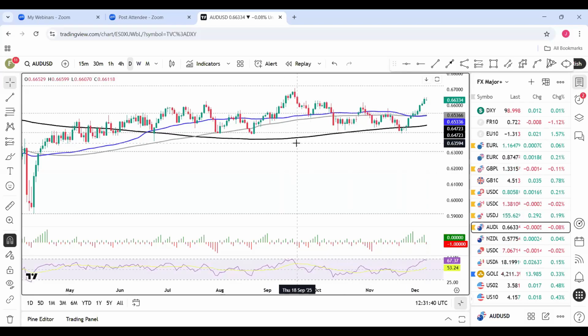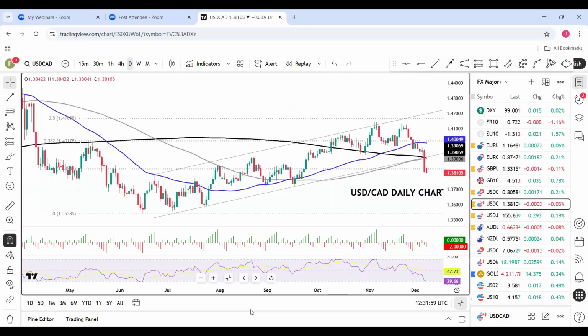Of course, the high from mid-September was 67.07, just for your guide. But potentially we are slightly overbought as well. So whether we just pull back to the range and range trade could be a trade going forward and quite interesting.